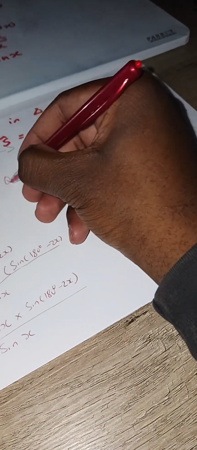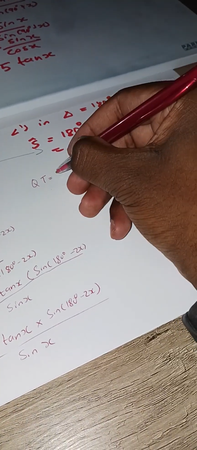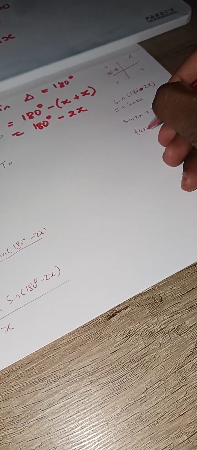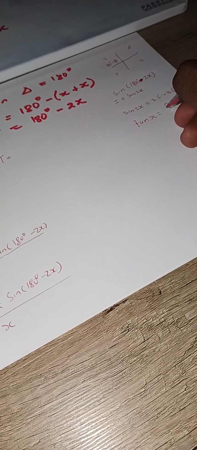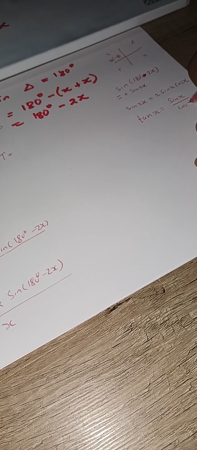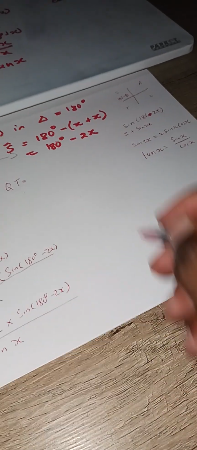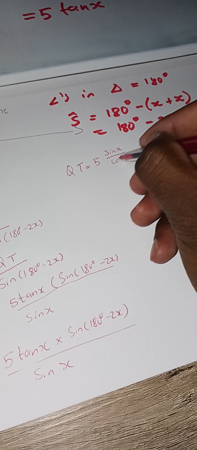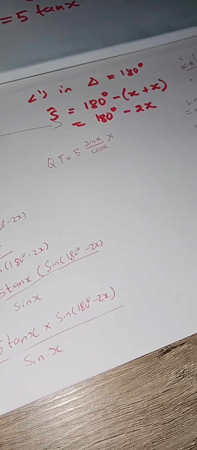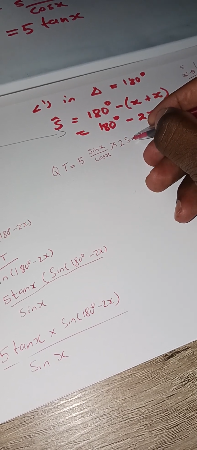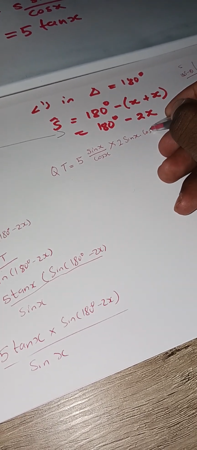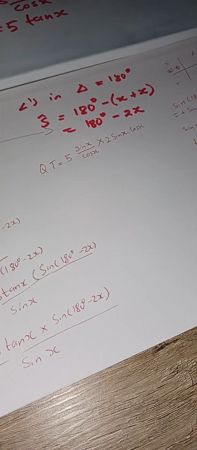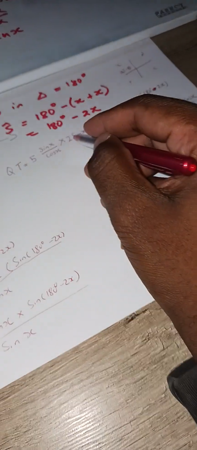So this means QT is equal to, also we can change our tan here to its normal identity. Tan of x is the same as sine of x over cos of x. And when we do that, we get 5 sine of x over cos of x multiplied by 2 sine x times cos x, from changing that reduction into a double angle.